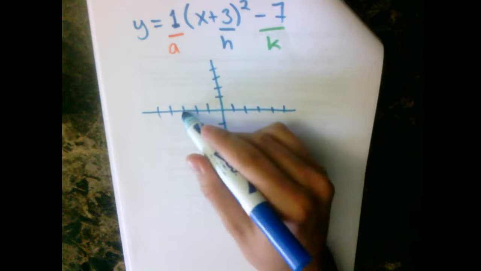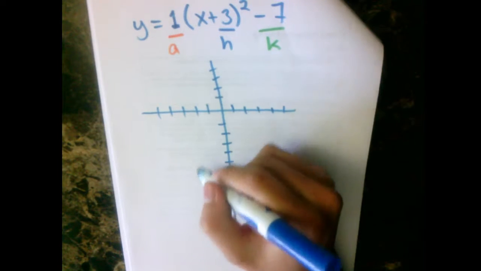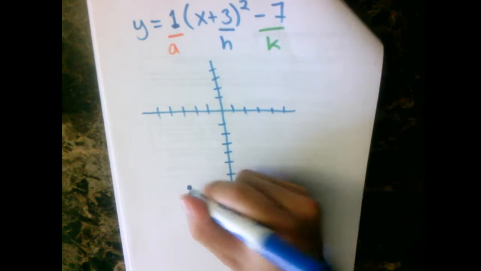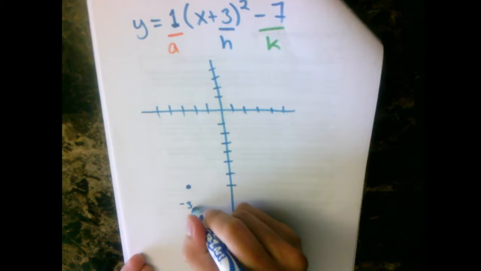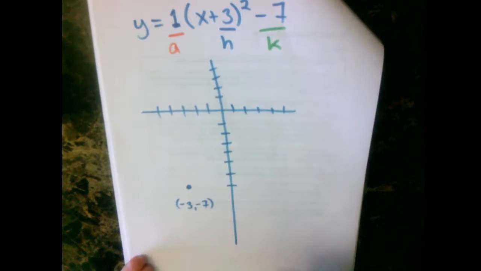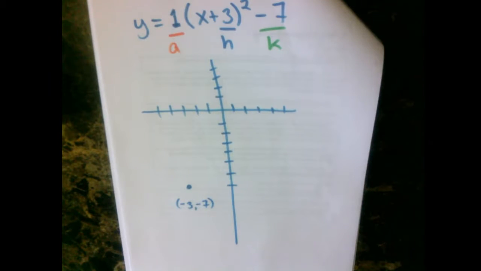So we're going to go over 3, down 7 spots, and I only made 7 hashes, so I already know how far down that is. Okay, so this is negative 3, negative 7, and that is your vertex. All right, from here on, we could just find some points.